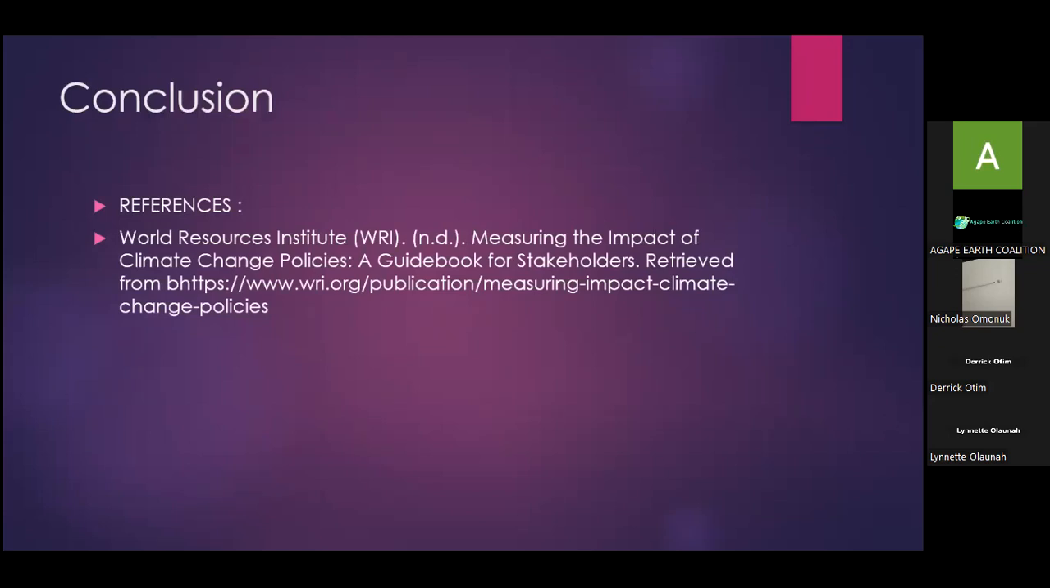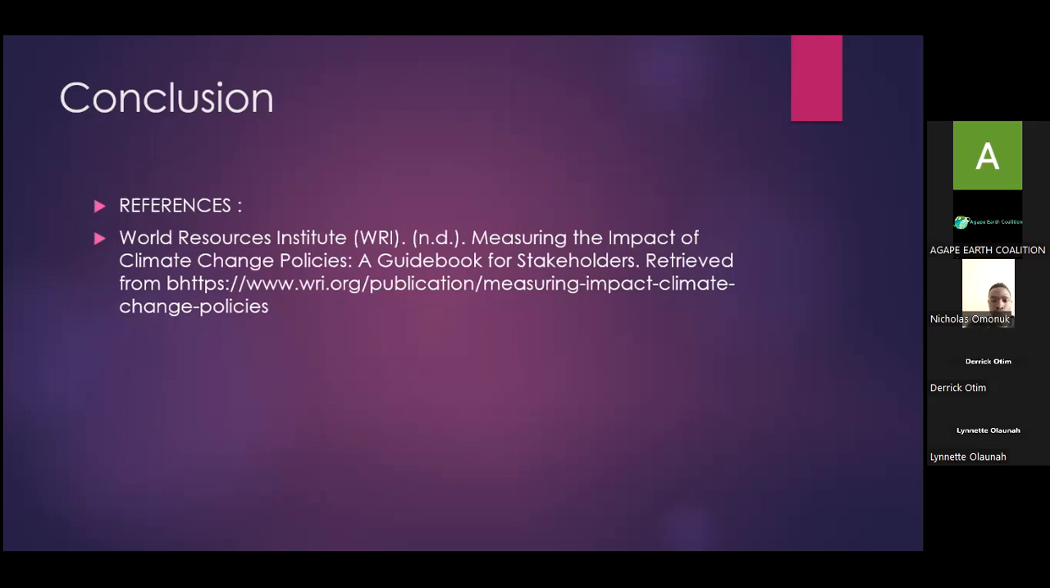In addition to the World Resource Institute, which will teach you how to measure the impact of climate change policies, I will share some more references from Google that will assist you to develop your own case studies. And I am going to give you an assignment.